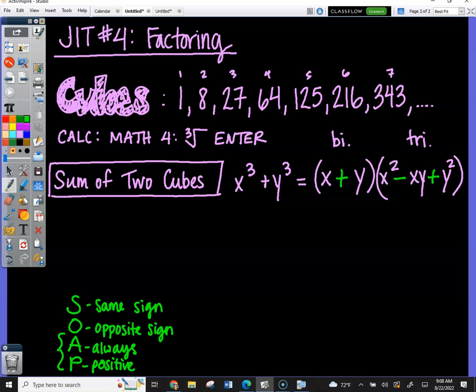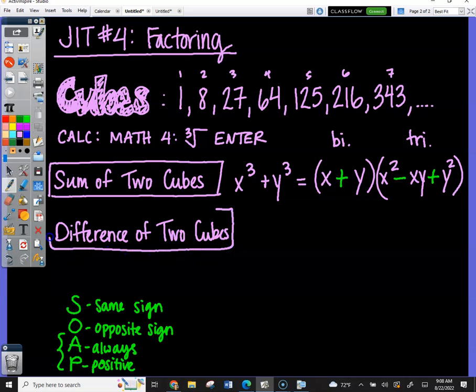All right, let me show you the other type of cube. It's called a difference of two cubes. Same concept. Not trying to be funny. One difference: it's the sign in the middle. Which means the factoring is all the same. It's just when you apply the soap rule that you'll end up with different signs.